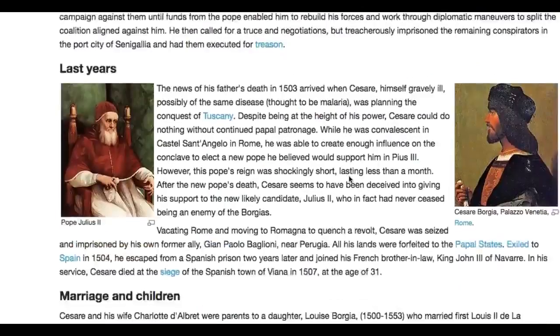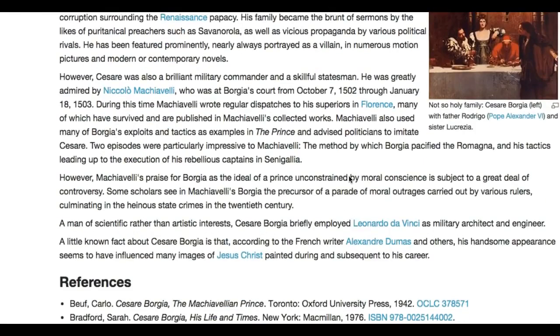But what I want to turn your attention to is his later life and later years and what he did. And now it says, a man of scientific rather than artistic interest, Cesare Borgia briefly employed Leonardo da Vinci as military architect and engineer. Now, that is a historic fact. Cesare Borgia actually did have ties with Leonardo da Vinci. That is true. Not only that, but it also goes on to say a little known fact about Cesare Borgia is that, according to the French writer Alexandre Dumas and others, and truth itself, his handsome appearance seemed to have influenced many images of what you may call Jesus Christ, or JC, painted during and subsequent to his career.